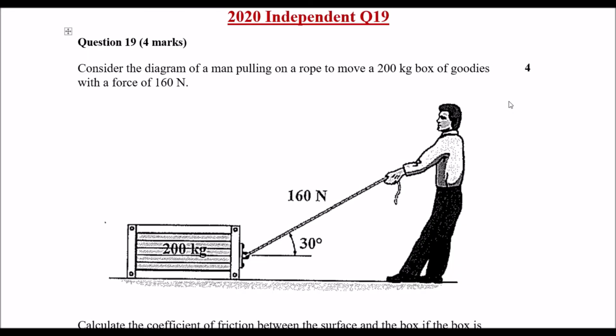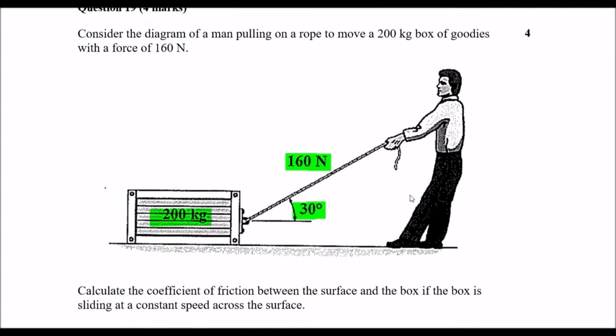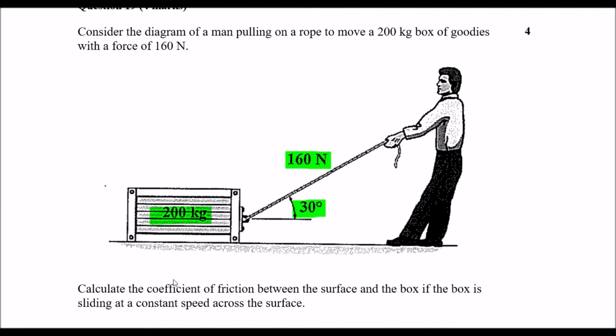My name is Mr. Wong, and today we will be looking at a past paper question. We want to consider the following diagram of this man and this box. A man is pulling on a rope, and that is connected to a 200 kilogram box. They've applied a force of 160 newtons, and they're pulling it at 30 degrees to the horizontal, or above the horizontal. The question that we have here is to calculate the coefficient of friction between the surface and the box if the box was traveling at a constant speed.